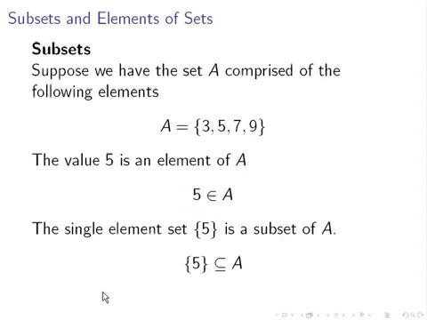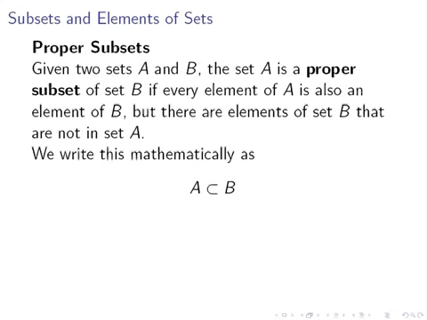The single element set that just contains one value 5 is a subset of A, so that set that contains only the value 5 is a subset of A. So just a little bit of a distinction between the role of the two symbols, the element symbol and the subset symbol. That's the key point coming from this presentation, but I have a few more remarks to make.